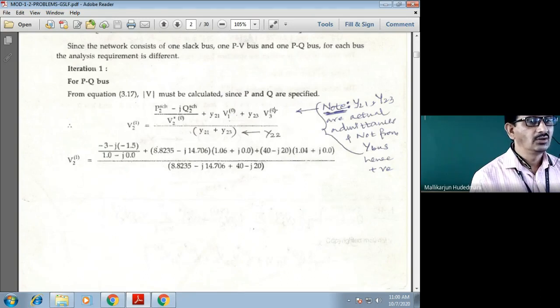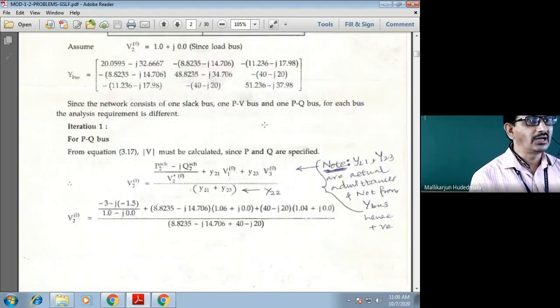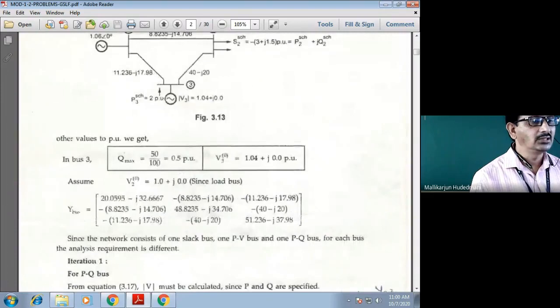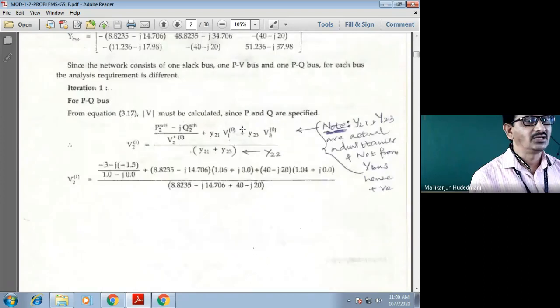What is V30? What is V3 for you? V3, I'll go back here. What is V3 for you? It's a generator. Otherwise, if it is a flat start for a load bus, I would have taken it as 1 angle 0. But it is advisable for me, if there is a generator bus, that if I utilize the scheduled voltage of the generator as an initial guess, it is quite comfortable. The same thing is used here. This Y23 into V30, divided by Y22, nothing but the diagonal element of Y bus.